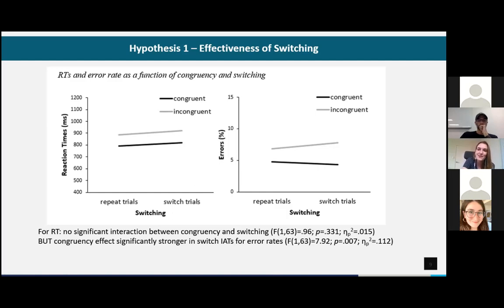So in this case, we see that in repeat trials, so where participants were in the same identity for quite a while, we have a reduced congruency effect. And in switch trials, where they just switched over to this identity, we have a stronger congruency effect, which is really interesting. At the very least, it tells us that there weren't any costs to switching.